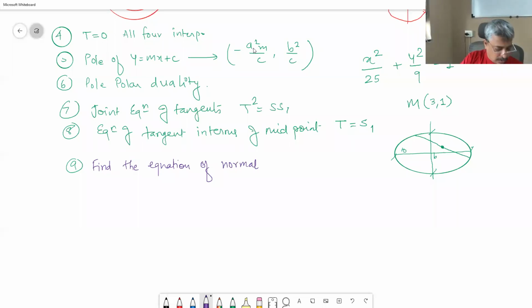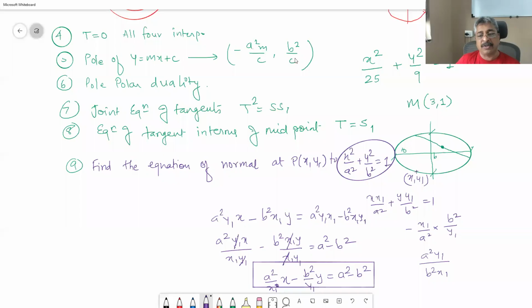Find the equation of normal at P(x1, y1), and your ellipse is the same, x square upon a square plus y square upon b square is equal to 1. You know the equation of tangent, therefore you know the slope of tangent, m1 m2 is minus 1, therefore you know the slope of normal. This is the slope of normal.